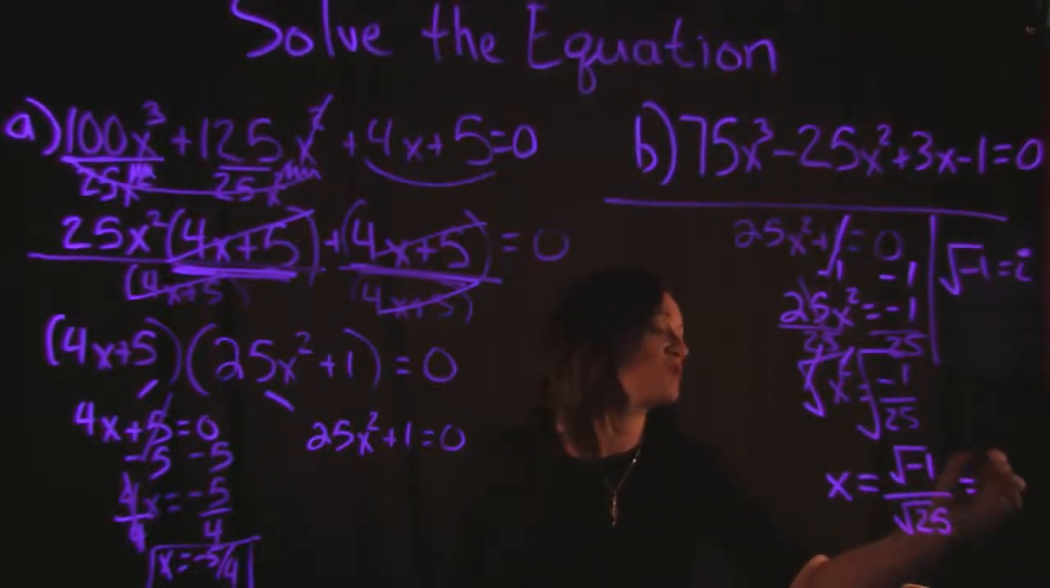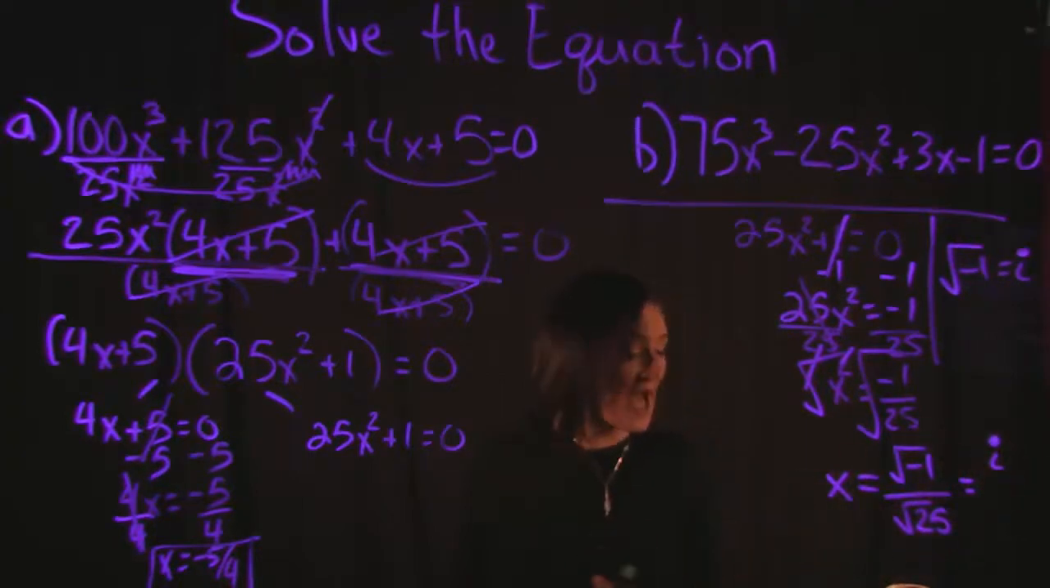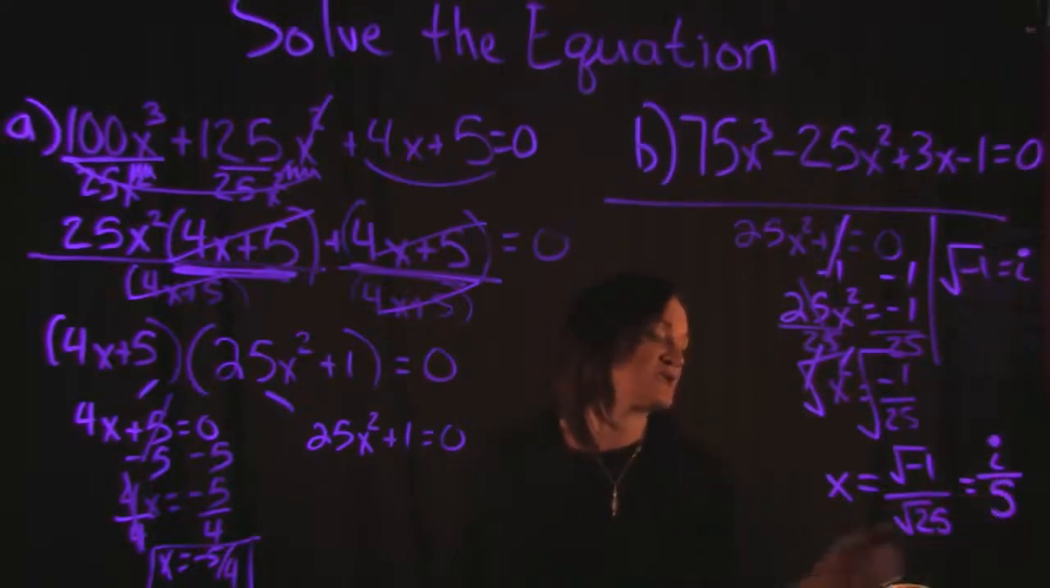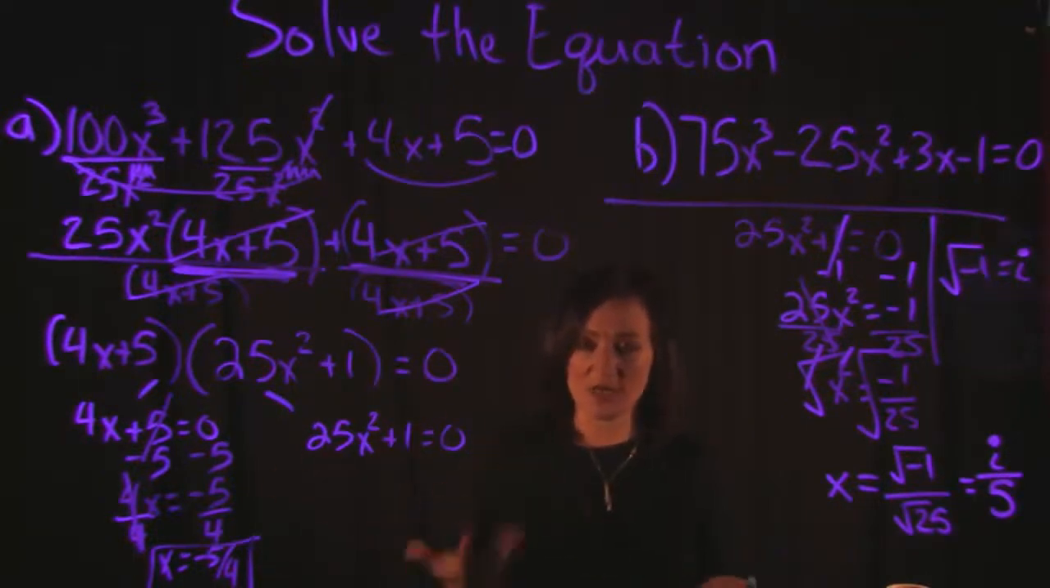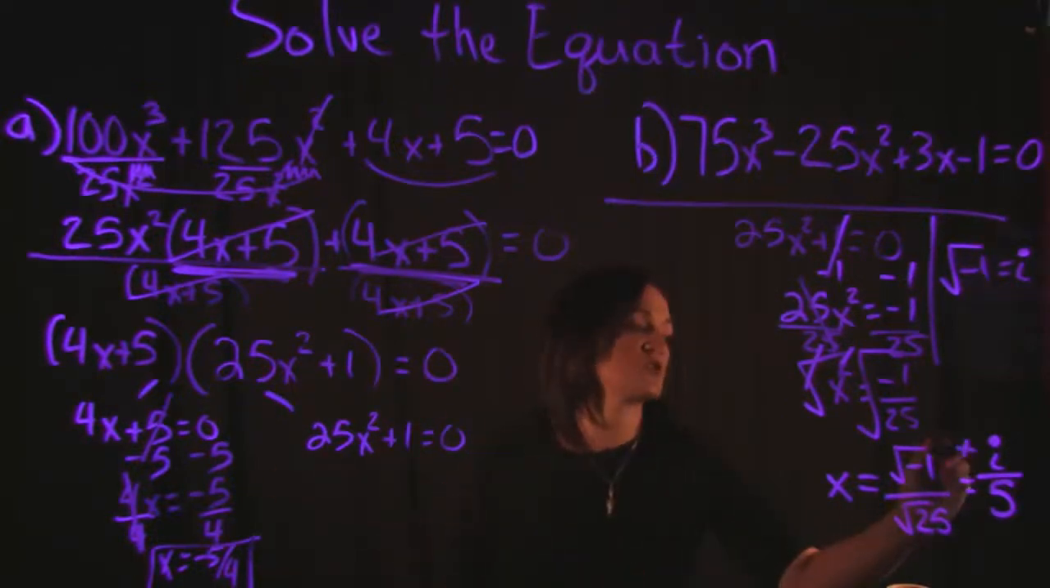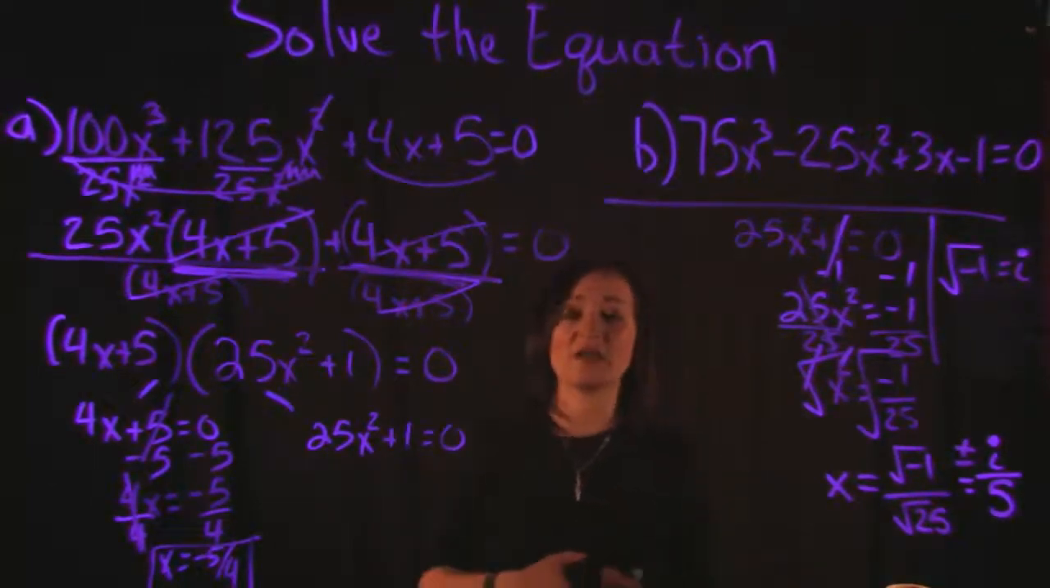So that means our numerator is going to equal i, and in our denominator, we have the square root of 25, which we know is 5. And we know that when we take a square root, we have a positive and a negative version of that answer. So let's call this plus or minus i over 5.